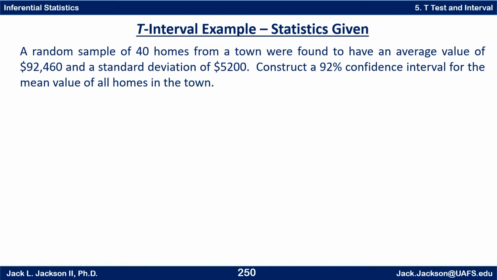All right, so now that you've seen that, let's have you try one. A random sample of 40 homes from a town were found to have an average value of $92,460 and a standard deviation of $5,200. Construct a 92% confidence interval for the mean value of all homes in the town. You work it out. Come back when you have it done. Press pause now.